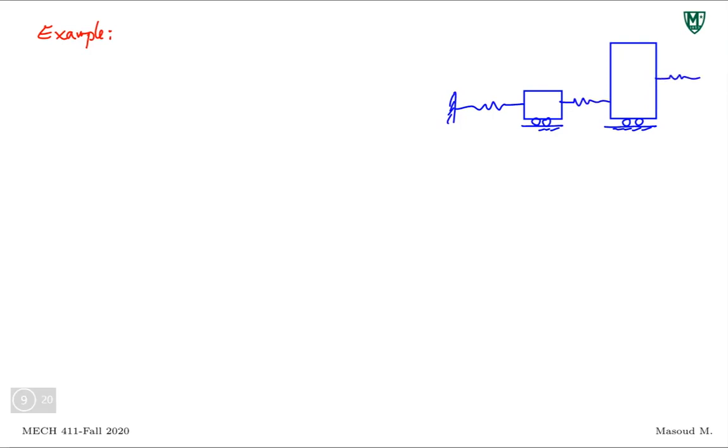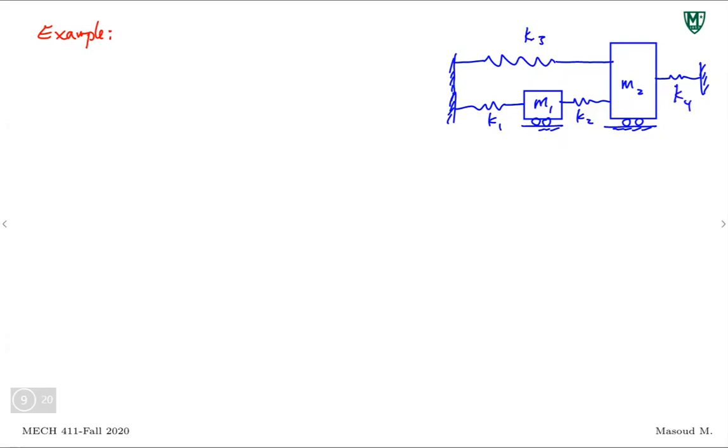There's a spring there. Let's make it. This is M1. This is M2. This is K1, K2, K3, and K4.